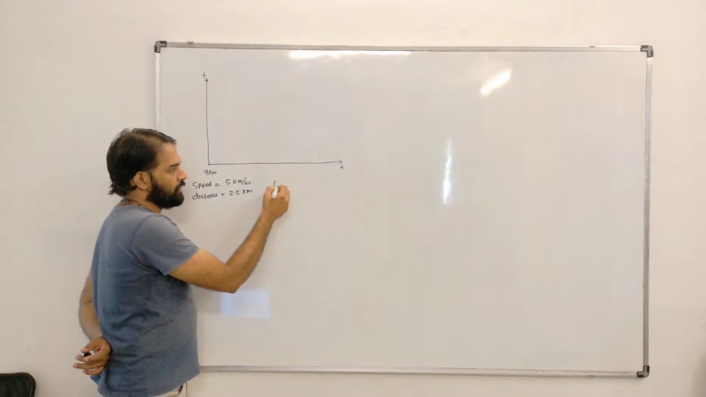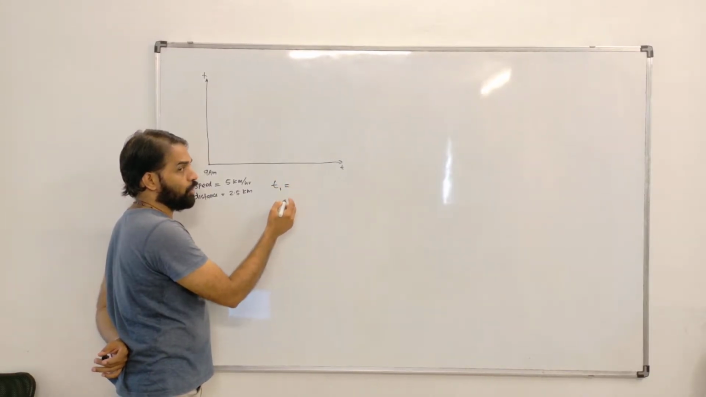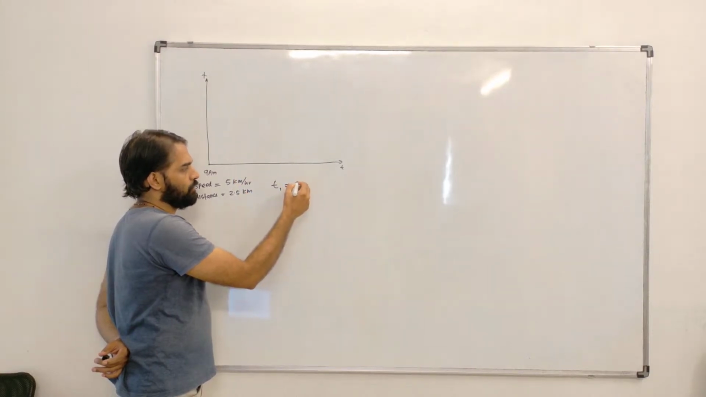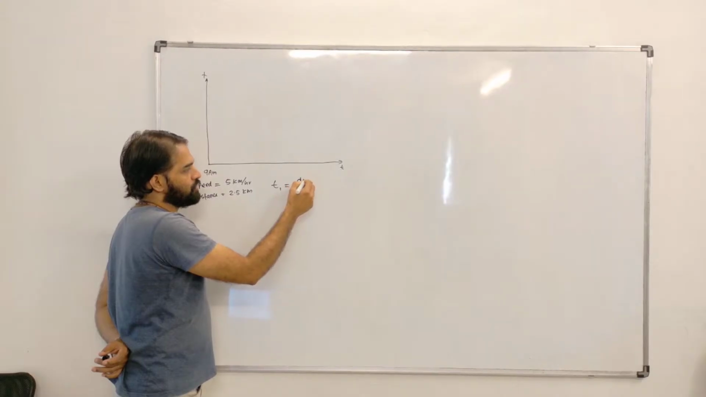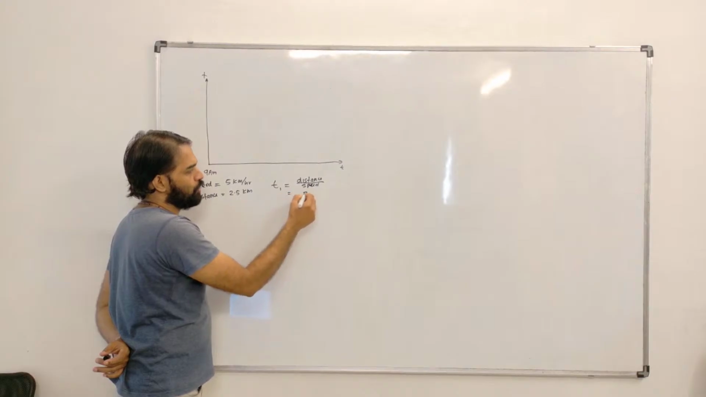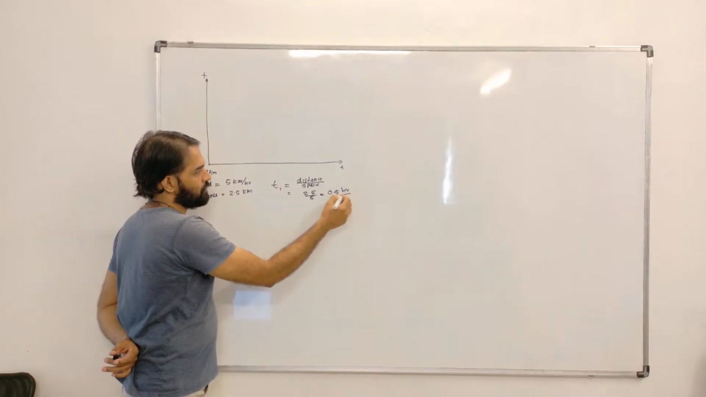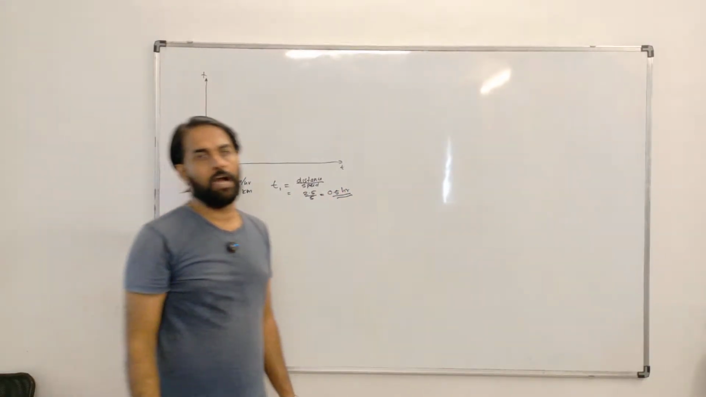Now the time taken, let it be t1. Speed is equal to distance by time, so time is equal to distance divided by speed. Distance divided by speed: 2.5 divided by 5 is equal to 0.5 hour. So the time taken over here is half an hour.